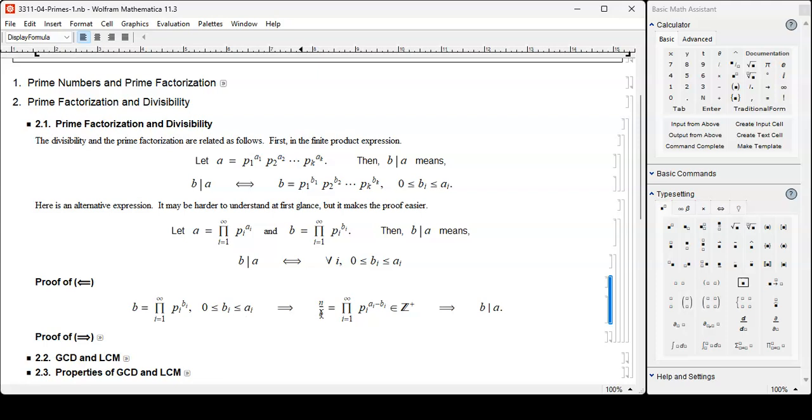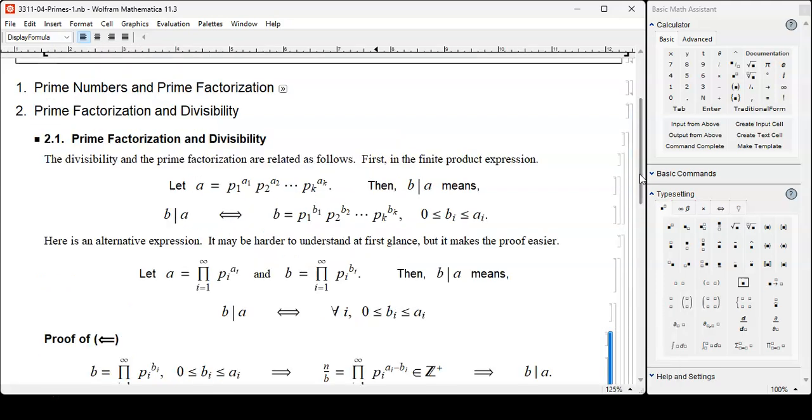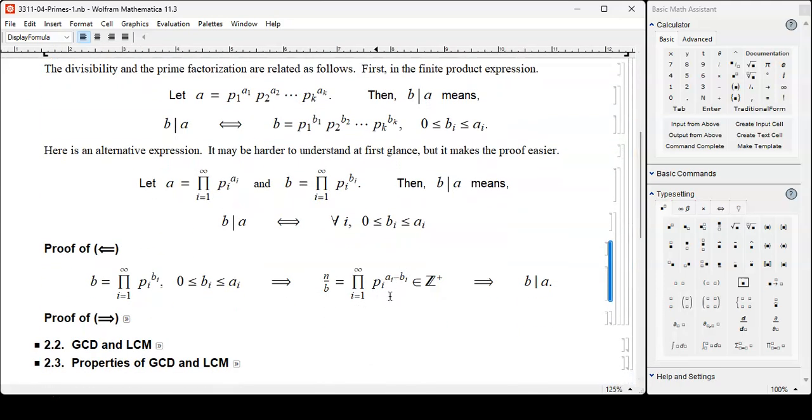And then calculate A over B. Then we just have ai minus bi as the power. Look at the power, ai minus bi. Those are all greater than or equal to 0. All right? These are all eligible powers because ai is bigger.